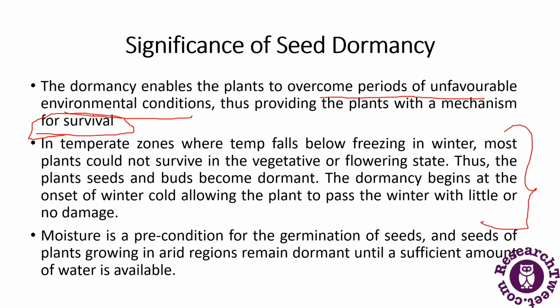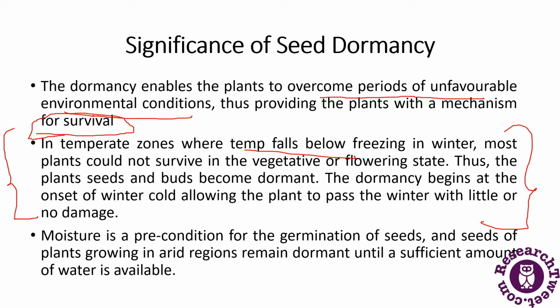So it will make the plant survive for a long time, until a time when the temperature will be normal and when it will be favorable for the plant to grow. So moisture is a precondition for the germination of the seeds, and seeds of the plants growing in arid regions remain dormant until a sufficient amount of water is available.